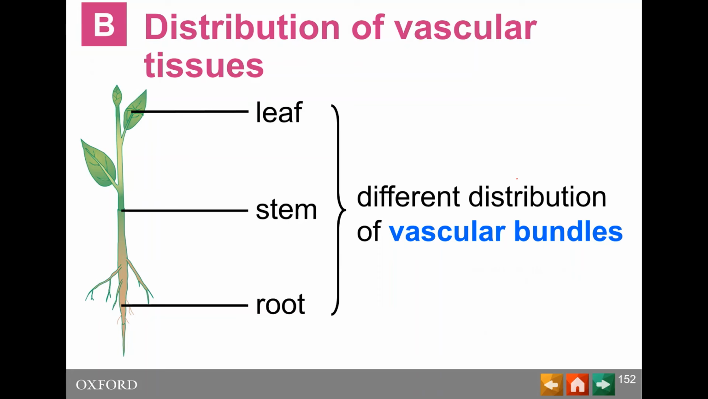All right, so that's the structure and adaptive features of the vascular tissues. Now here we have at least 3 different parts of the plant: leaf, stem, and roots. We can find different distributions of vascular bundles in these parts.